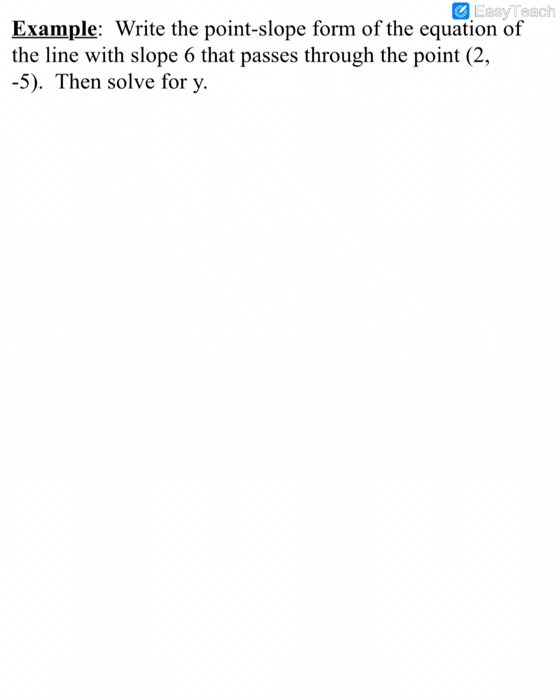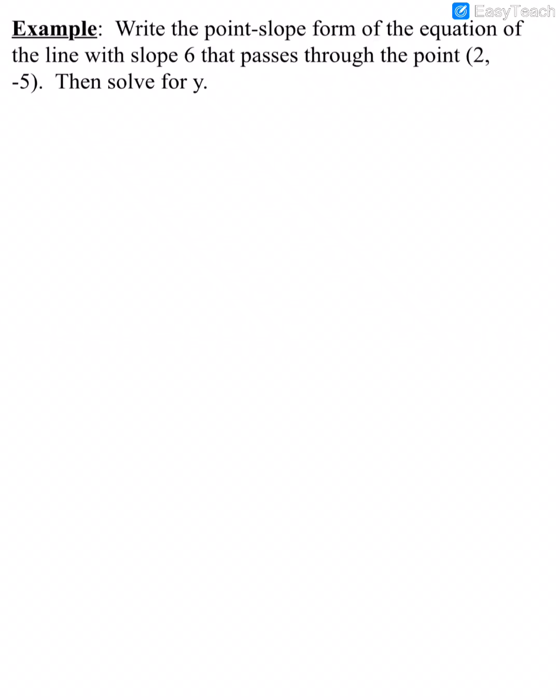And the other x and y stay x and y. So this first y just stays a y minus my y sub 1. Well, my y sub 1 would be this right here. So minus -5 equals m, which is my slope, times x minus x sub 1, which is 2. Okay, so that is the equation written in point-slope form.